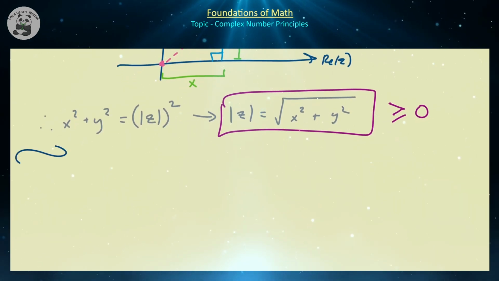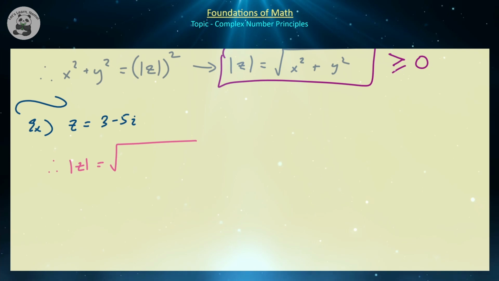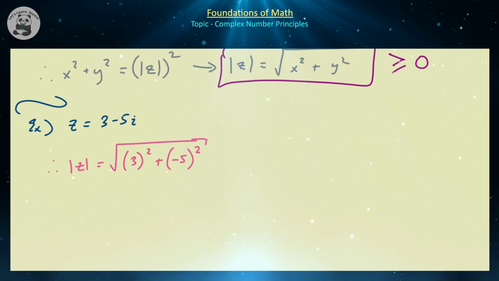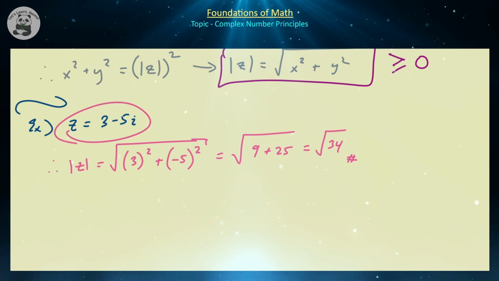Right, so let's just do a quick example just to close this discussion out. Let's assume that z is equal to 3 minus 5i, and somebody asks you, what is the absolute value of z? So the absolute value of z is going to be equal to the square root of the real part squared plus the imaginary part squared. Keep in mind, don't include the i there. And that's going to be equal to the square root of 9 plus 25, which is just equal to the square root of 34. So that's going to be the absolute value of 3 minus 5i.